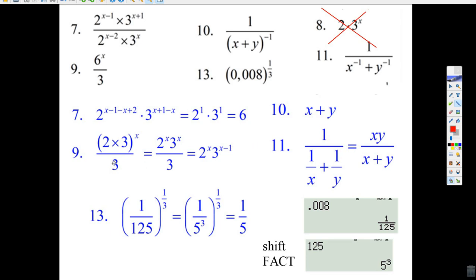Let's try question 9. What can we do with 6? We can write it as 2 times 3. Those are prime factors, and it's what we do often. We put things in terms of prime factors. Now, if you have 2 multiplied by 3 put to the x power, both of these things are put to the x power.